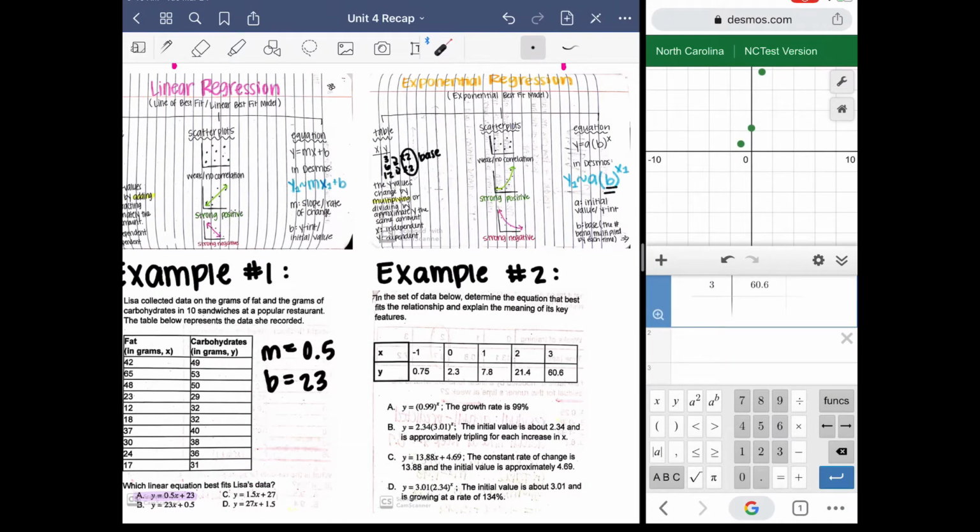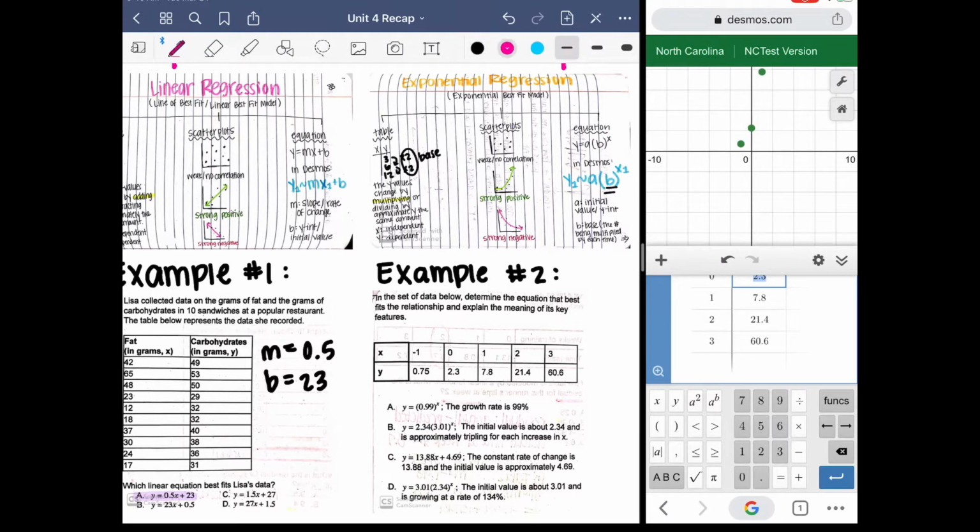All right, I've got my table done, and when I look at these values, I can see that to get from 0.75 to 2.3, and from 2.3 to 7.8, 7.8 to 21.4, and so on, those numbers are not increasing by a constant amount. So making the jump from 2.3 to 7.8 is not the same as adding about the same number to get from 7.8 to 21.4. So that clues me in that this is probably going to be exponential.